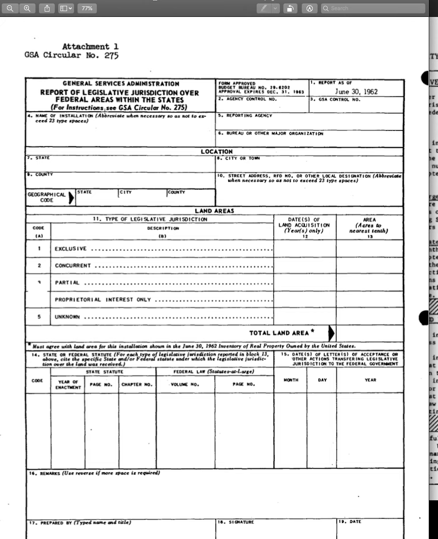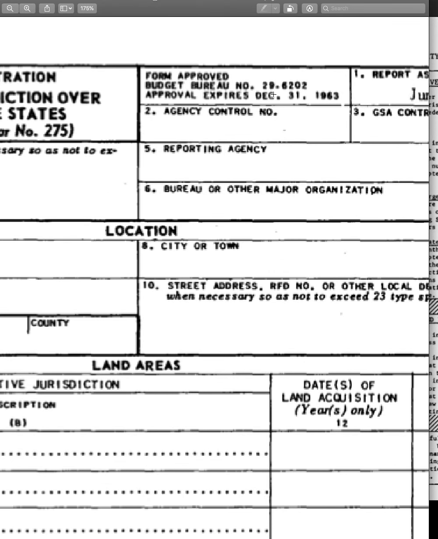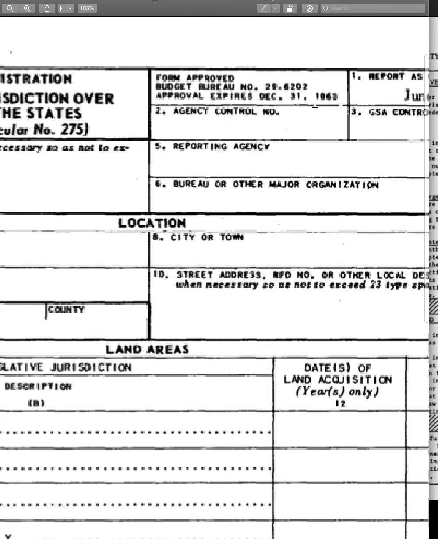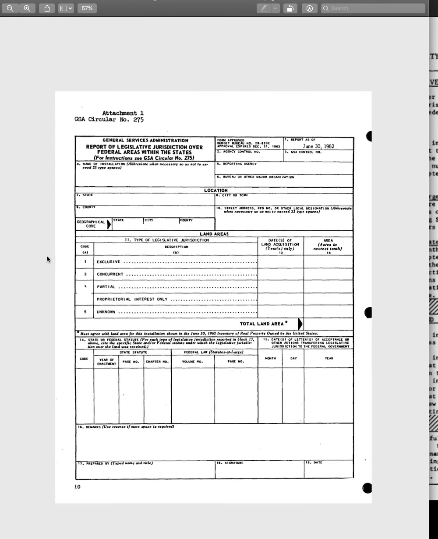And they should have these somewhere on file. This is Budget Bureau number 29.6202. And this one expires December 31, 1963. But they should have all of this on file somewhere, and it should list the jurisdictions for every property that they have under federal control.